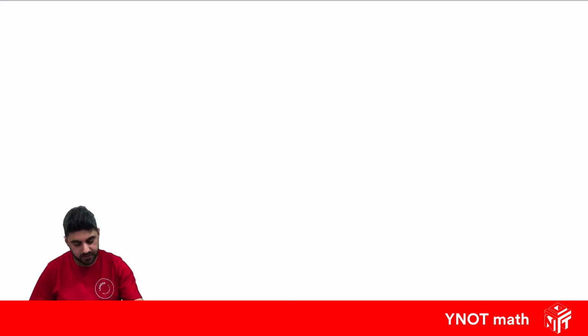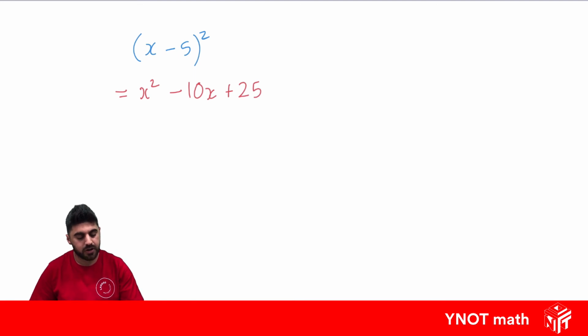What if it was a minus instead of a plus? So x minus 5 squared. Well, we can still use that same result. We can square our first term and we find double the product. So the product of x and minus 5 is minus 5x. Double minus 5x, you get minus 10x. And squaring the last term, so minus 5 times minus 5 gives us plus 25. You could write it out and expand and you'll get the same result.